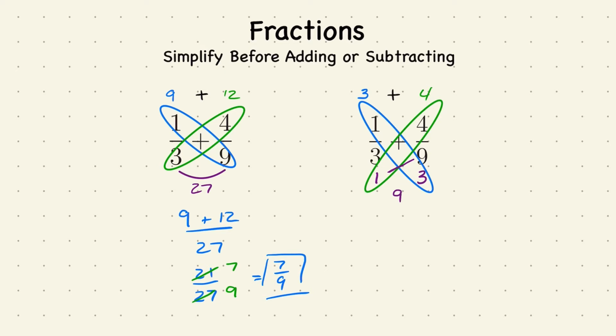My next step is going to be adding my numerators. So I have 3 plus 4 divided by my new denominator, which is 9. So this is 7/9. And we can see here that they're exactly the same. We just did it a little differently.